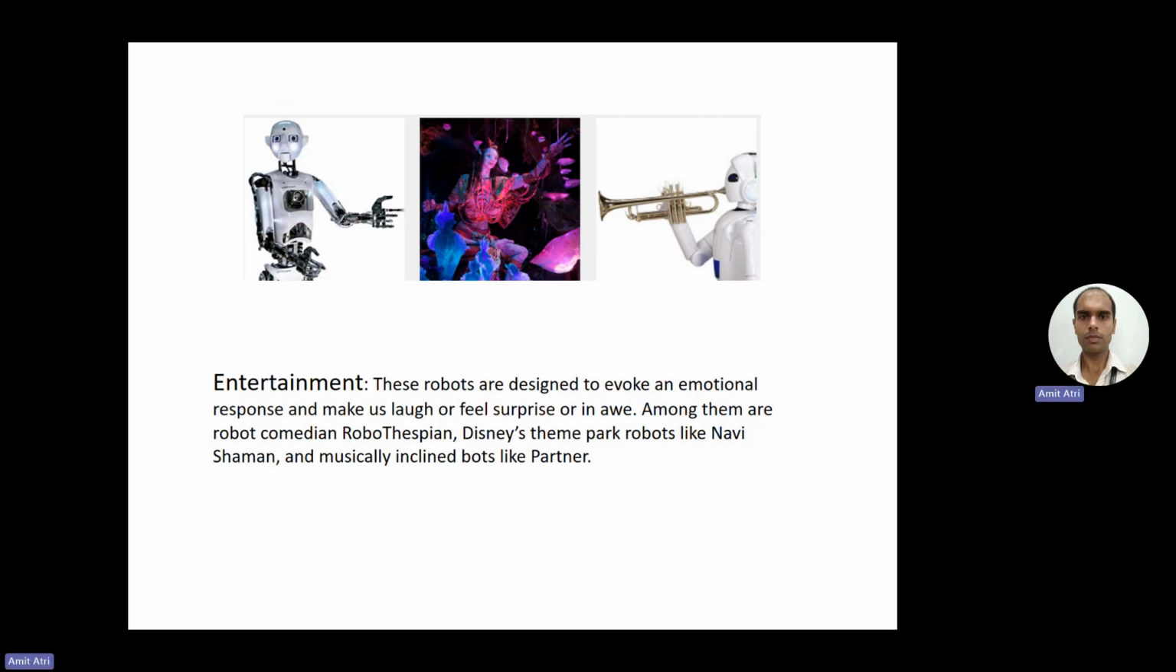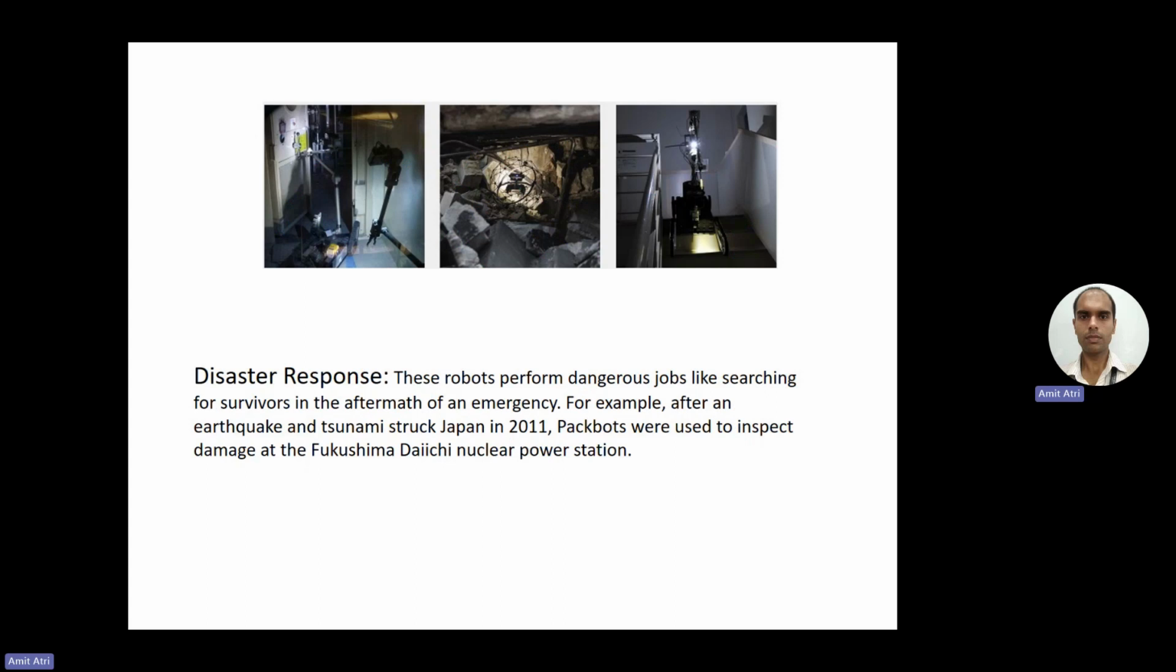So next, a very important, life-saving category, that is disaster response: some type of dangerous, life-taking, severe disaster. An earthquake could be there, some type of flood could be there, some storm could be there. These types of robots are capable of rescuing the trapped people, the victims. They can very easily search the survivors, give a very fast response, and save the lives of the trapped people. One example is the PackBots. The PackBots were used to inspect damage at the Fukushima Daiichi nuclear power station during the earthquake and tsunami in 2011 in Japan.